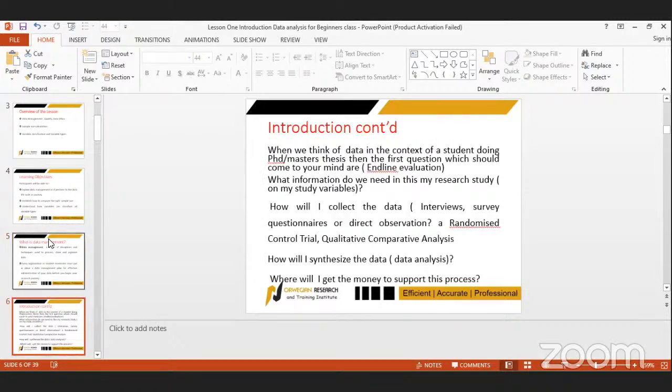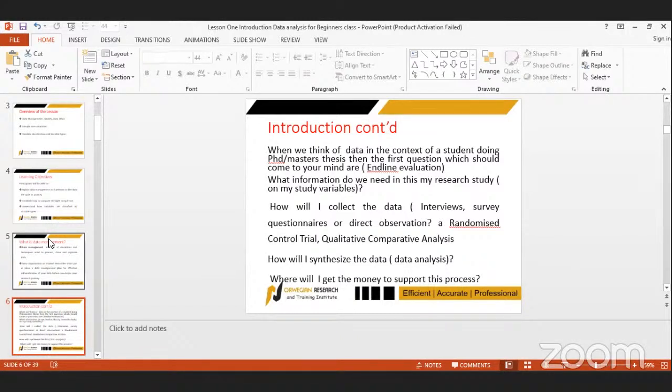Okay, well and good. When we think of data in the context of students doing their PhD or master's thesis, the first question which should come to your mind is, what information do I need? What information do I need to collect from my respondent? And remember, answering this question is central to knowing what my variables are in the study that I want to do. Because remember, you want to put in place an instrument that will assist you to collect data.